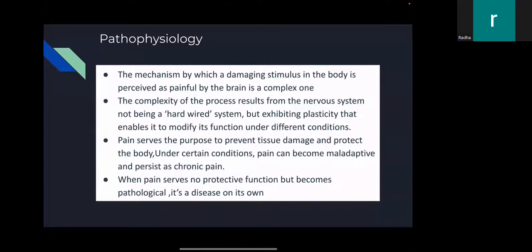Next, pathophysiology. Why is it so important that we need to know so much about pain? The mechanism by which a damaging stimulus in the body is perceived as a painful one by the brain is a complex one. Why? The complexity of the process results because the nervous system is not a hardwired system, but exhibits plasticity. What is plasticity? That it enables it to modify its function under different conditions. So the main thing, what is hardwired and what is not hardwired? Hardwired means you have only a fixed route from A to B, only one point or one mode of transmission, everything. Whereas it is not so in the brain. See, our human brain is so advanced. So that is one of the reasons.